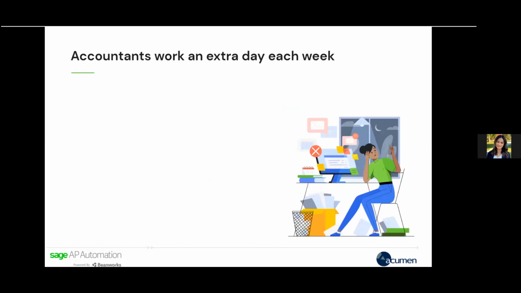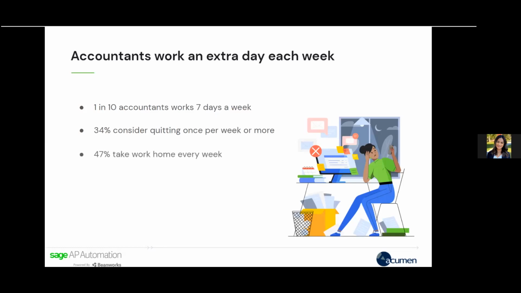Now, we all know that accountants are overworked. Between crunching numbers, sending approval reminders, data entry, and other tedious tasks, they're also responsible for accurate processing and reporting on the financials. One study claims that 1 in 10 accountants works 7 days a week. 34% consider quitting once per week, and with so much workload pressure, 47% end up taking work home with them. If employers want a happy, healthy workforce, they need to put measures in place to help staff regain control and work-life balance.